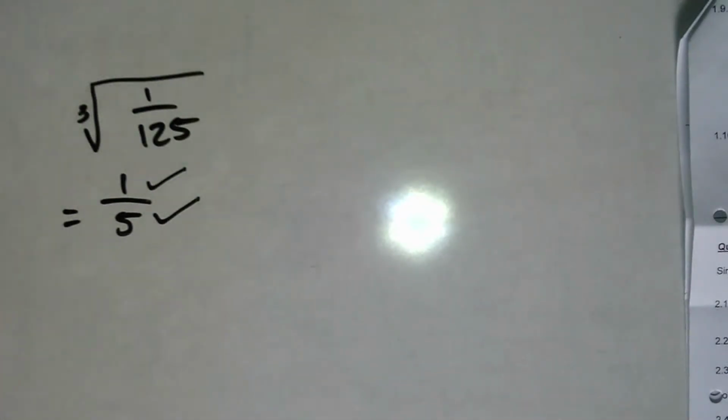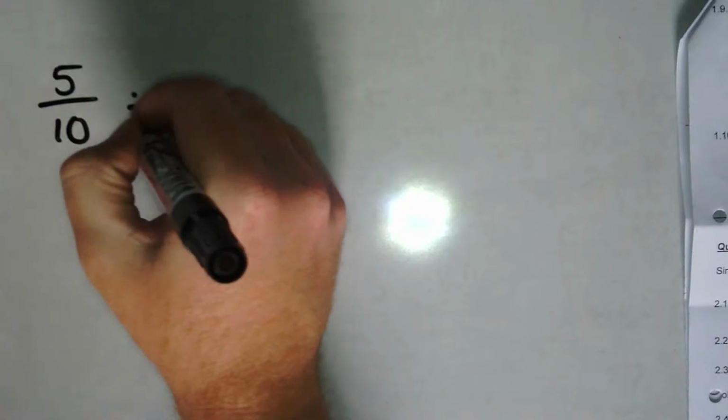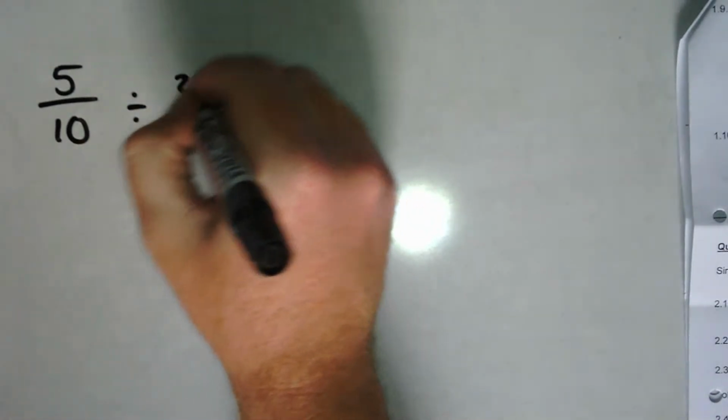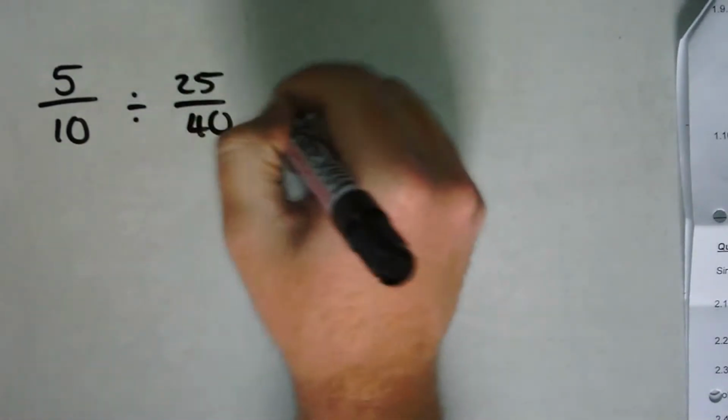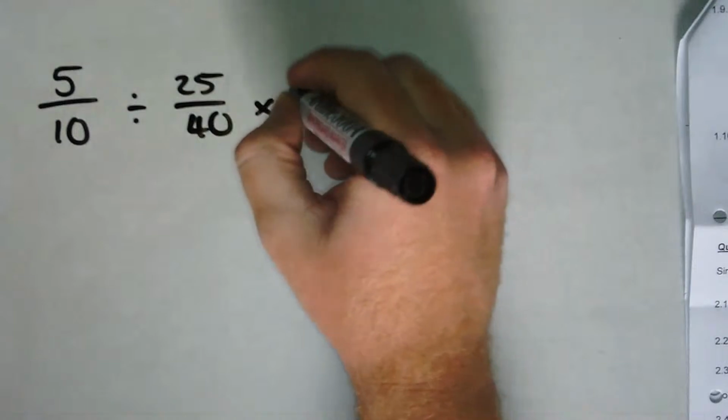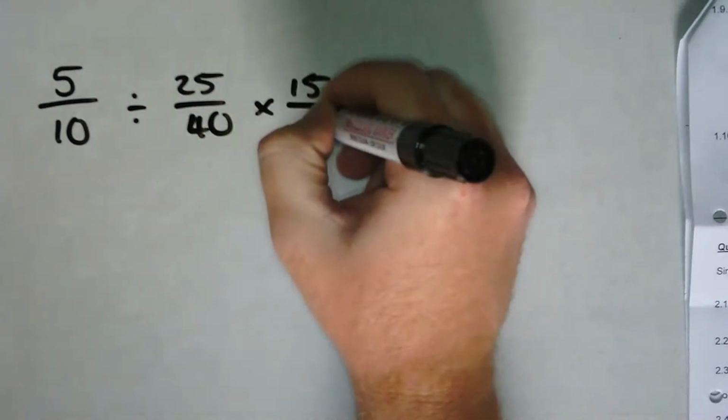The next question, which is question 2.2 in the paper, that we need to simplify, they give you the following: 5 over 10 divided by 25 over 40 multiplied by 15 over 2.